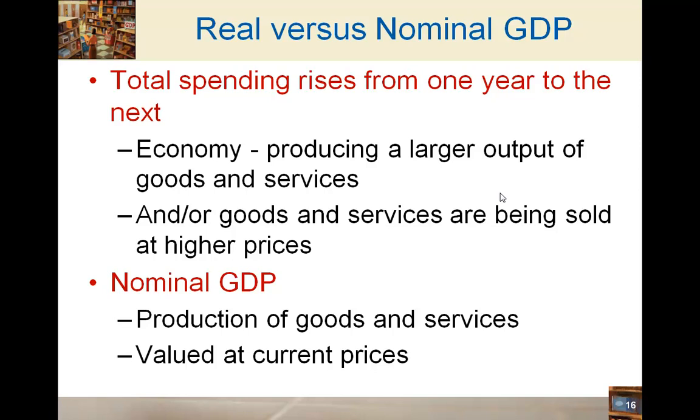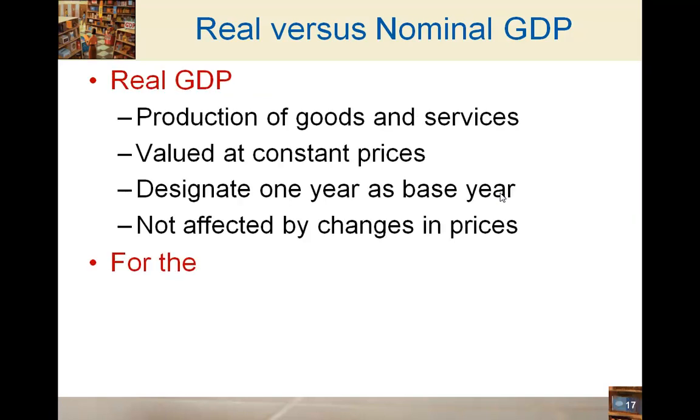Why? Because there is the possibility, and in fact it happens quite often, that if total spending rises from one year to the next, then the economy could be producing more goods and services and they might be sold at a higher price, or the economy might be producing less goods and services and they are being sold at higher prices. The trouble is we don't know. So that's why nominal GDP is not really a very good measure of how much we produce. It's a good measure of how much we spend, yes, but not how much we produce. And remember, what we want to get to is how much we produce, the volume of how much we produce. So as it says at the bottom there, nominal GDP just values production of goods and services at current prices.